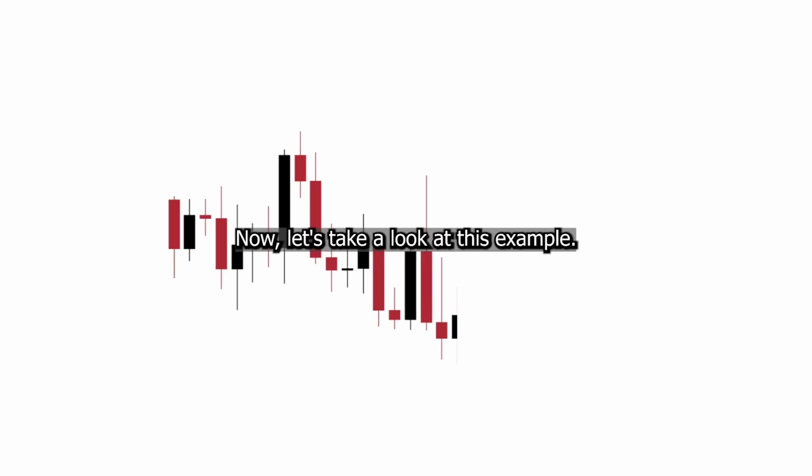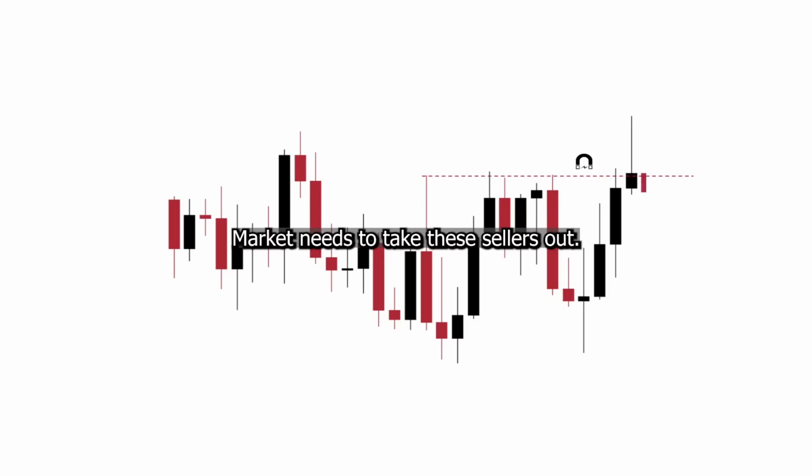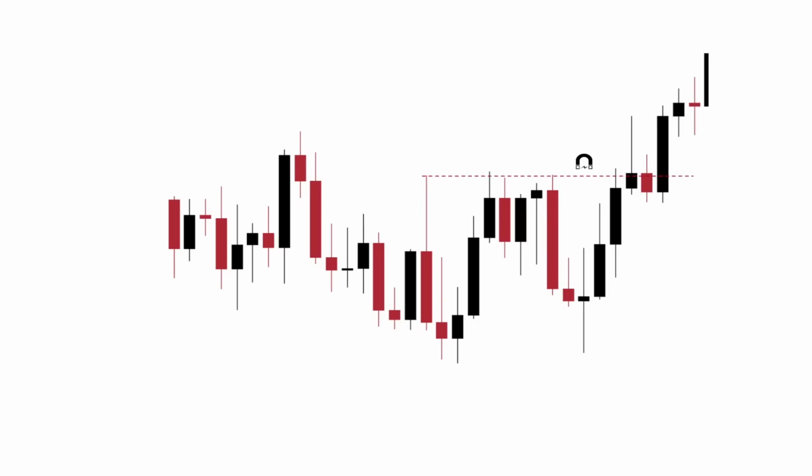Now let's take a look at this example. Price rejects from this level, which means retail traders sold. So now the market needs to take these sellers out. So here's another form of liquidity.